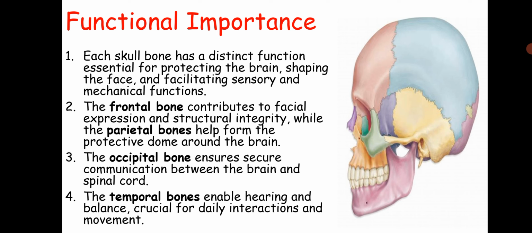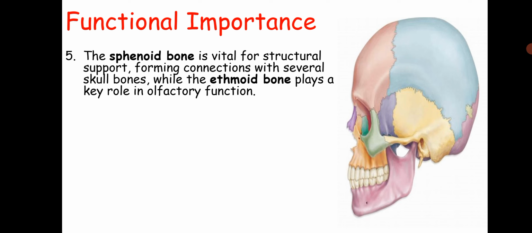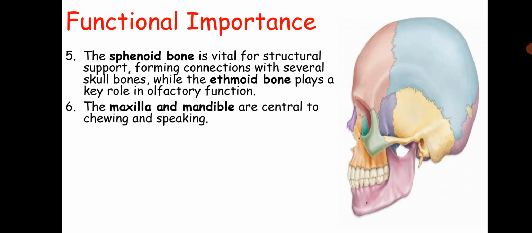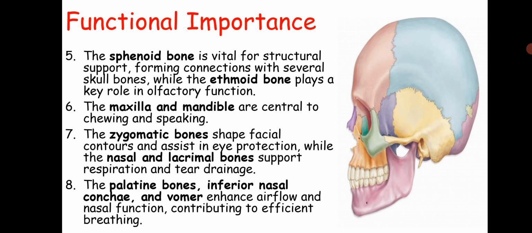And next we have the temporal bone that enables hearing and balance that are crucial for daily interactions and movements. Next we have the sphenoid bone that is vital for structural support, forming connections with several skull bones, while we have the ethmoid bone that plays a key role in olfactory function. Then we have the maxilla and mandible that are central to chewing and speaking. Then the zygomatic bone that shapes facial contour and assists in eye protection, while the nasal and lacrimal bones support respiration and tear drainage. Then we have the palatine bone, inferior nasal conchae and vomer that enhance airflow and nasal function, contributing to efficient breathing.